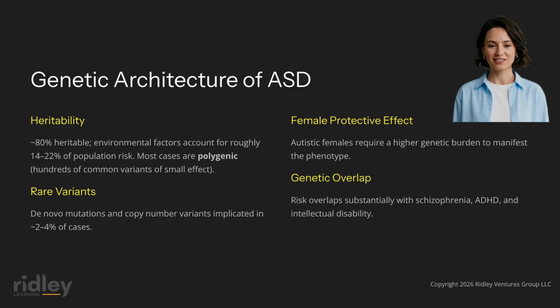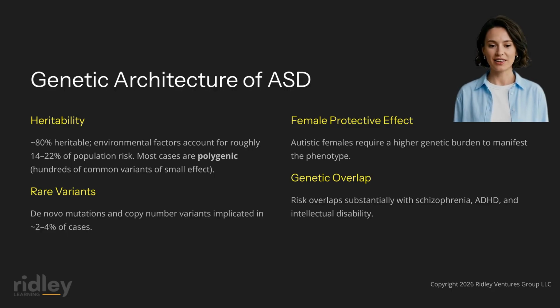The genetic architecture involves multiple layers. Most cases are polygenic, involving hundreds of common variants of small individual effect, while rare high-impact variants, including de novo or newly arising single nucleotide variants and copy number variants, which are deletions or duplications of DNA segments, are implicated in approximately 2 to 4% of cases and are often associated with syndromic presentations.